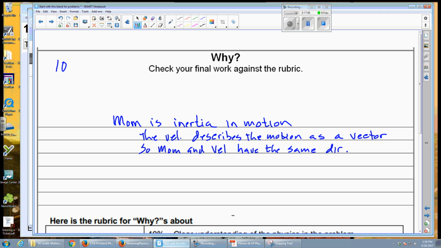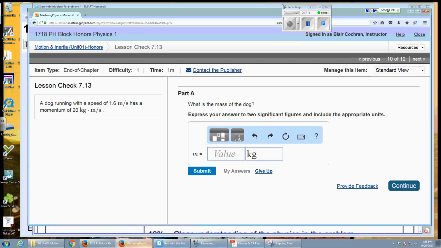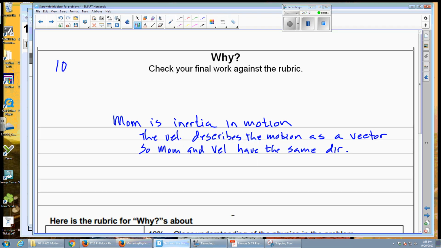And then I would need to look at this one and say, okay, I need something to tie to this problem. So the more inertia the dog has, the more momentum also. Probably should have reversed that. The more momentum, the more inertia the dog has. Probably should have the way the problem is set up.